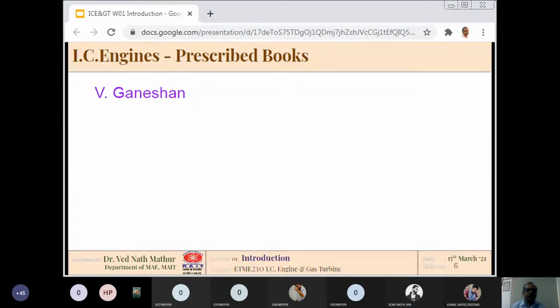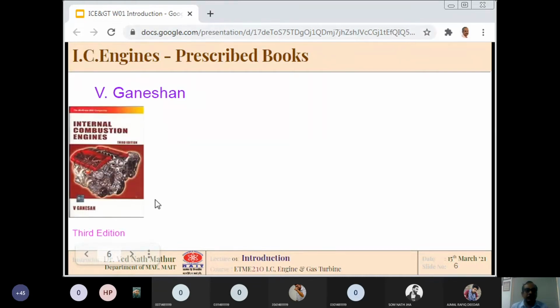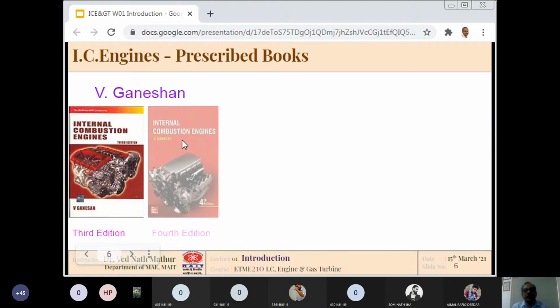Yes, about the books prescribed in the syllabus: one is by V. Ganesan, a professor, probably now retired, from IIT Madras, in Chennai. He has written a very good book on IC engines. This is the 3rd edition of the book. Nowadays the 4th edition is also available. It's not very expensive, might be 300-400 rupees.